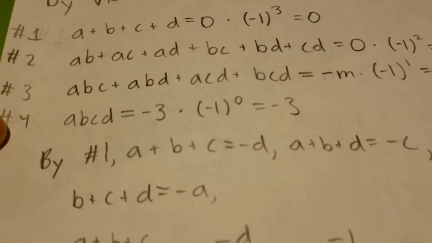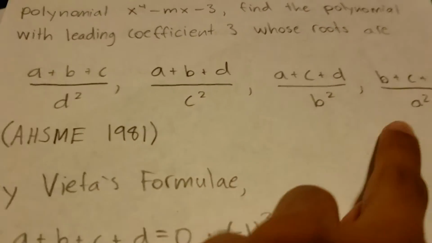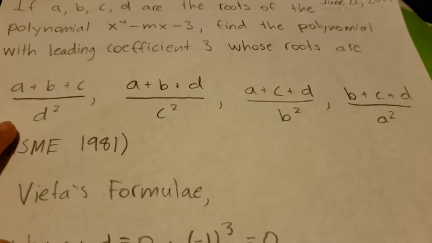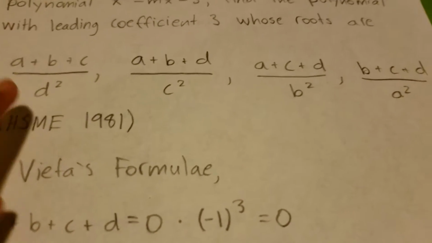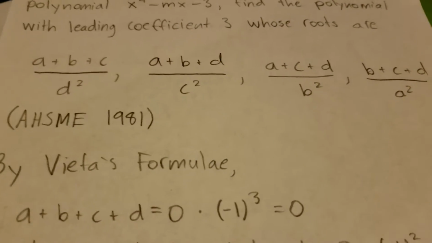Alright, so we already have the information we need to simplify these 4 menacing expressions. I mean, look at them. How in the world are we supposed to use Vieta's formulae and find the coefficients of the polynomial with these crazy roots over here? Well, of course, we just simplify them.